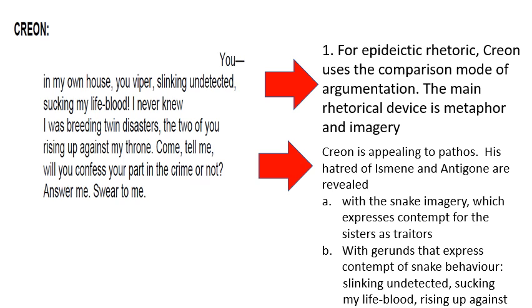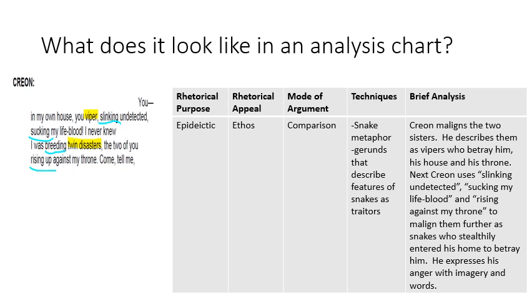So let's look at the next partitioning. So here is the chart. So what does it look like in your analysis chart? You may be wondering. I've highlighted some of the key words. So viper and twin disasters are certainly imagery, and I have that in the chart. These are my images, my metaphors, right? And gerunds, those are my verbs. So the yellow indicates imagery and a comparison, and the verbs slinking, sucking, breeding, rising, those are gerunds. So the blue indicates the verb and the yellow indicates the object.